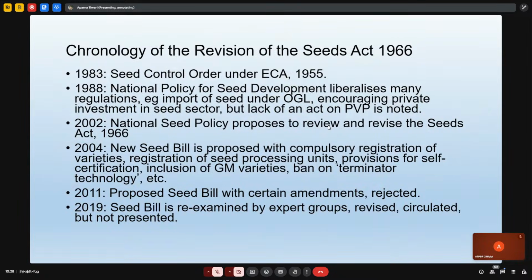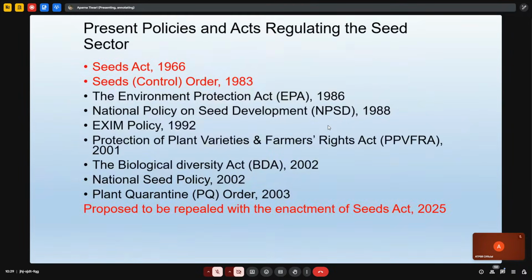In 2019, the bill was again re-examined by expert groups. Various consultations were held. It was circulated again, but it was not presented in the Parliament. So today, next one, please.